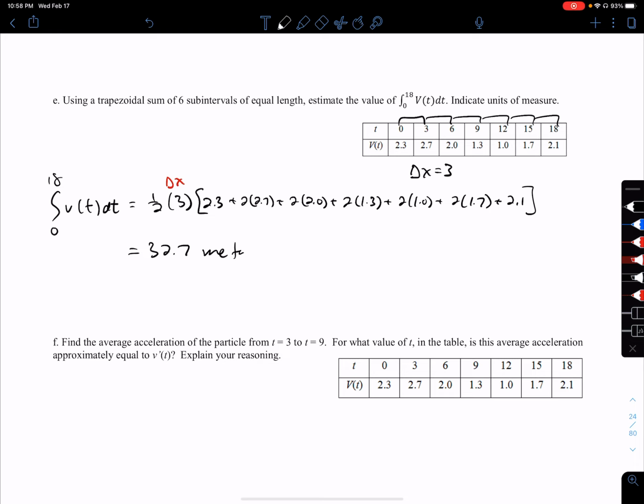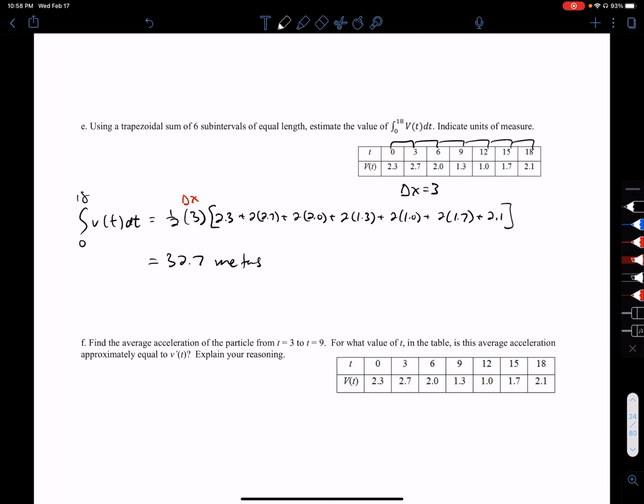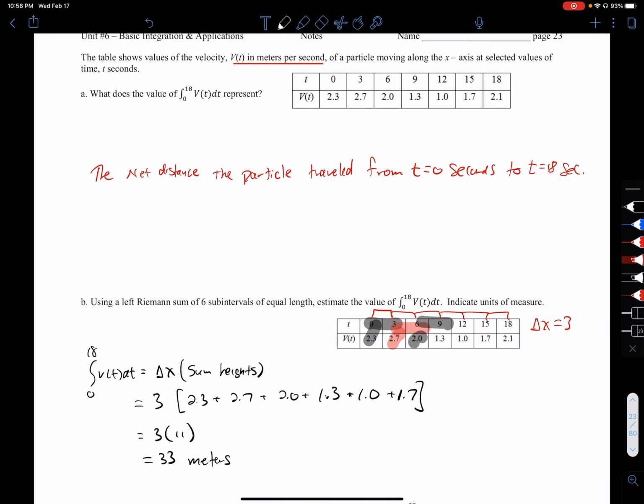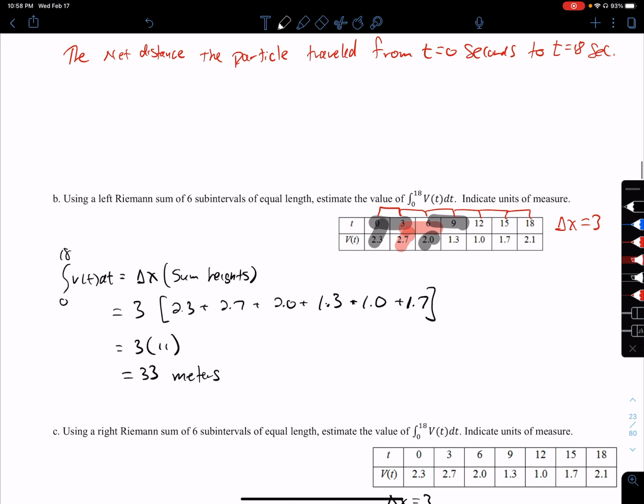32.7 meters. Something I should have been doing for all of these, and I'm going to go back and fix this right now. I apologize. It says estimate, which is what we're doing. These really shouldn't be equal signs. These should be approximations.